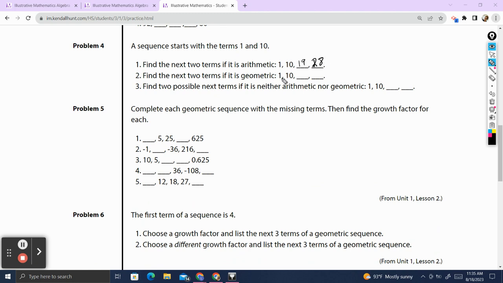If it's geometric, from 1 to 10 means we multiplied by 10, which would make this 100 and this 1,000. Find the next possible 2 terms if it's neither arithmetic or geometric.